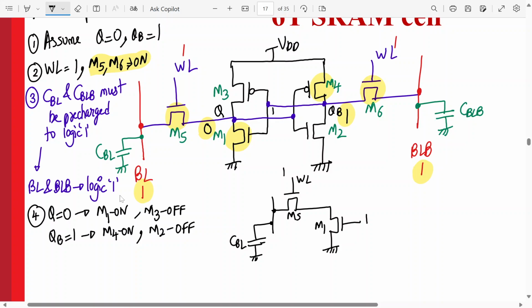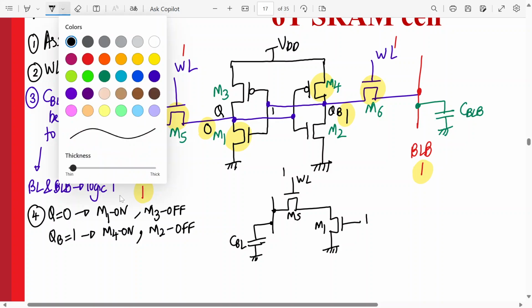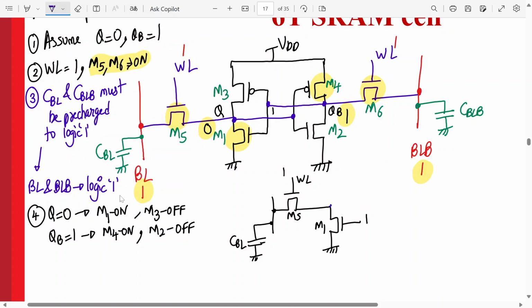Yes or no? So these two transistors are on. These are NMOS transistors. And Q was storing 0. So what will happen now? Tell me. Will this voltage at Q reduce or increase, or what will happen over here? So there is a potential difference. Do you agree? This is the bit line, right? This is 1. So is there a potential difference between the bit line and Q? Yes, there is a potential difference.